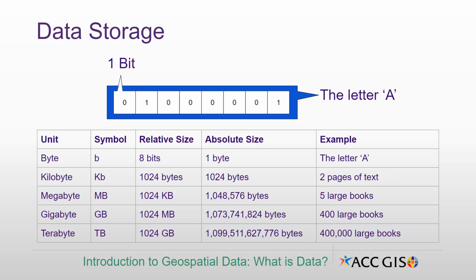I can go buy a 1 terabyte thumb drive at Office Depot, for example, and I can store 400,000 large books of text in them. That's really amazing.